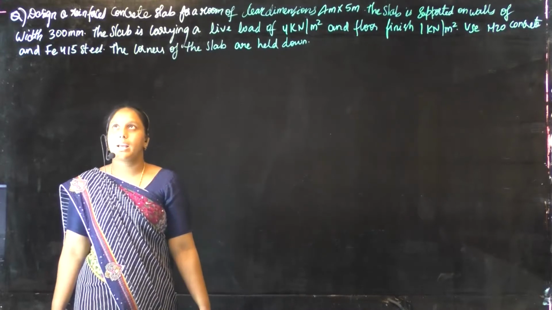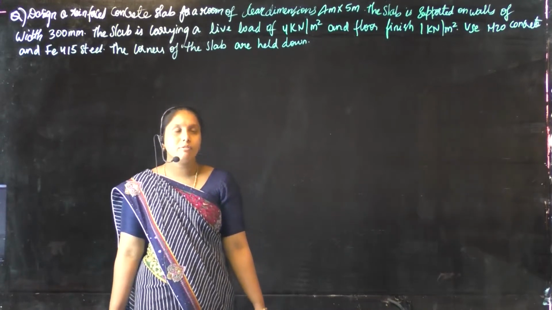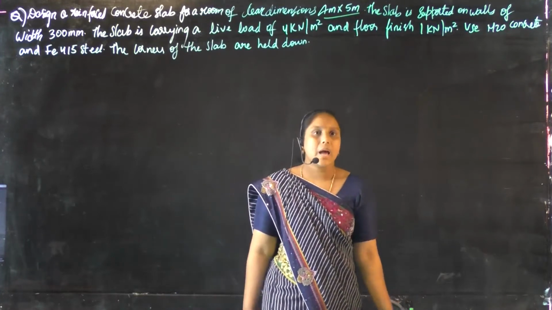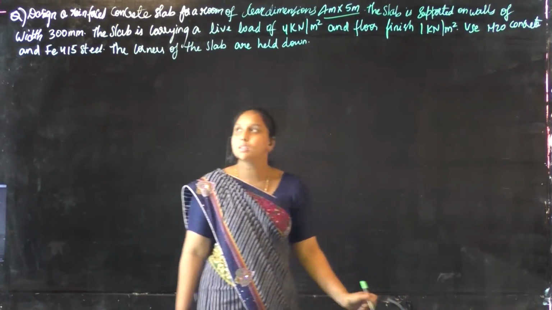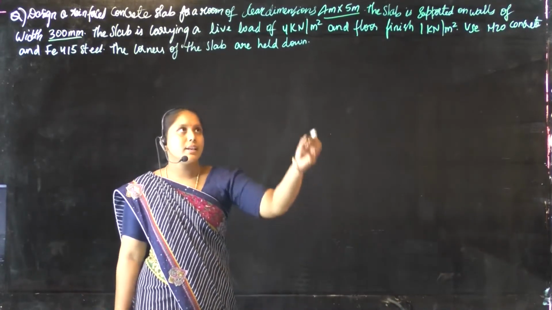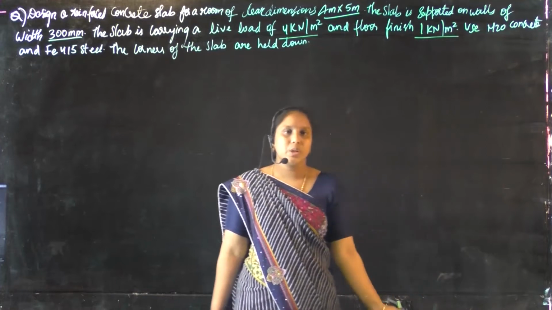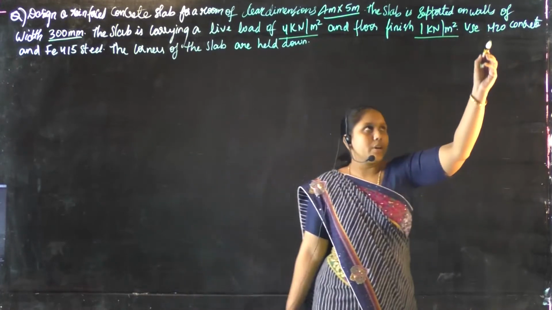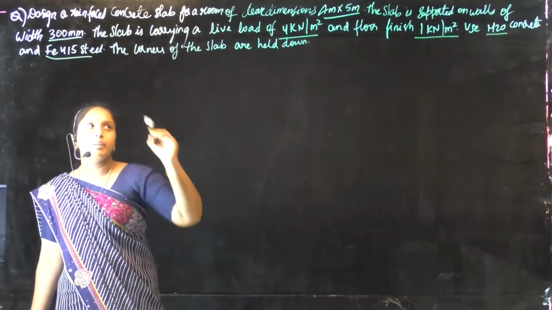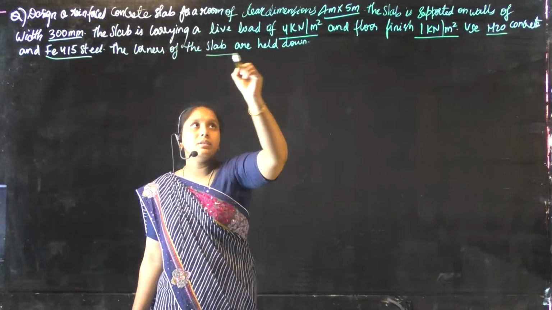So the question given here is: design a reinforced concrete slab for a room of clear dimensions 4 meter by 5 meters. The slab is supported on walls of width 300 mm and the slab is carrying a live load of 4 kN per meter square and the floor finishes given here are 1 kN per meter square. The grade of concrete is M20 and the grade of steel is Fe 415 and the condition given here is the corners of the slab are held down.